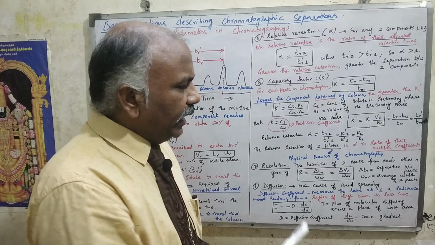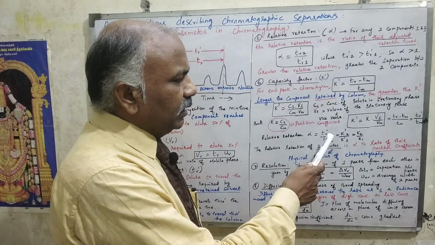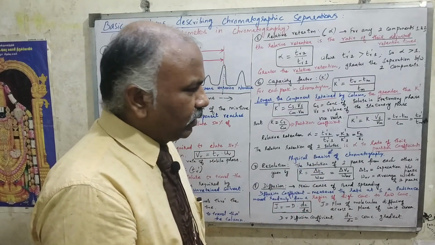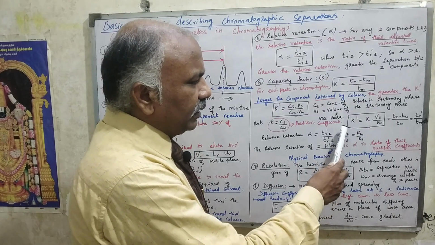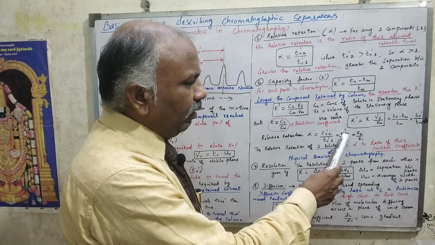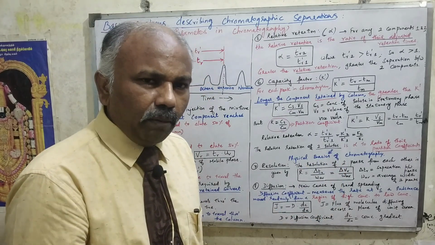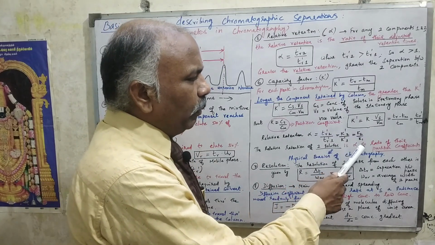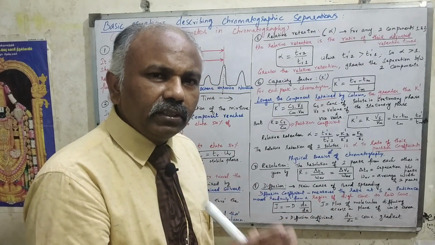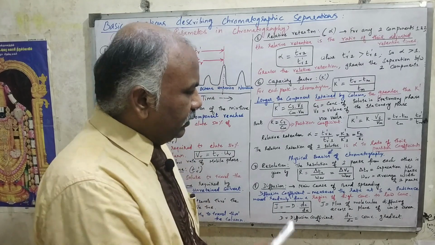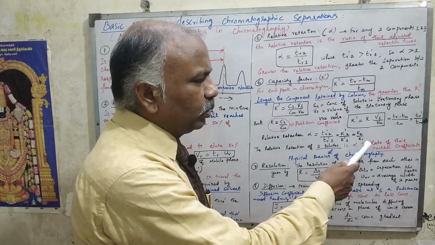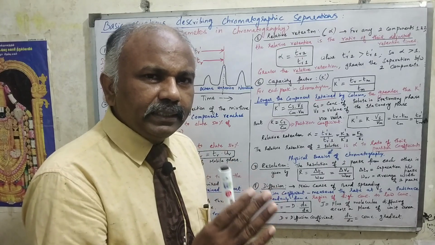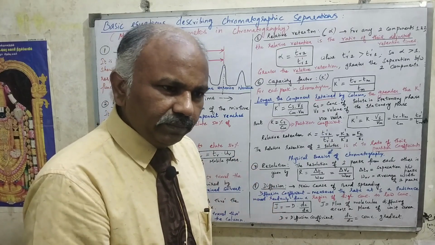So in this case relative retention alpha can be given as the adjusted retention time of the second component divided by adjusted retention time of the first component, or simply we can say K dash, the capacity factor of the second component divided by the capacity factor of the first component. So the relative retention of the two solutes is proportional to the ratio of their partition coefficients. And this is the physical basis of chromatography and its separation.